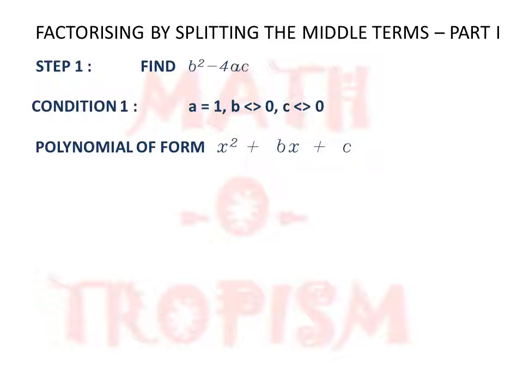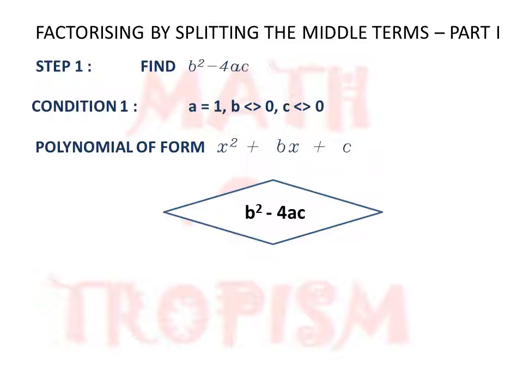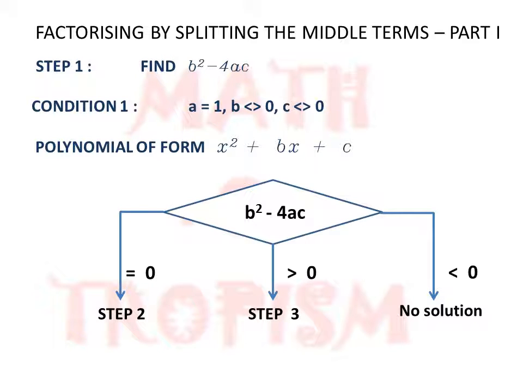So first we find b square minus 4ac, and then we will have to take a decision depending on the value which we get. If the value of b square minus 4ac is equal to 0, then I will go to step 2. If it is greater than 0, I will go to step 3. And if it is less than 0, it means no solution. So no need to continue with factorizing. You can just write no solution and finish off the sum.